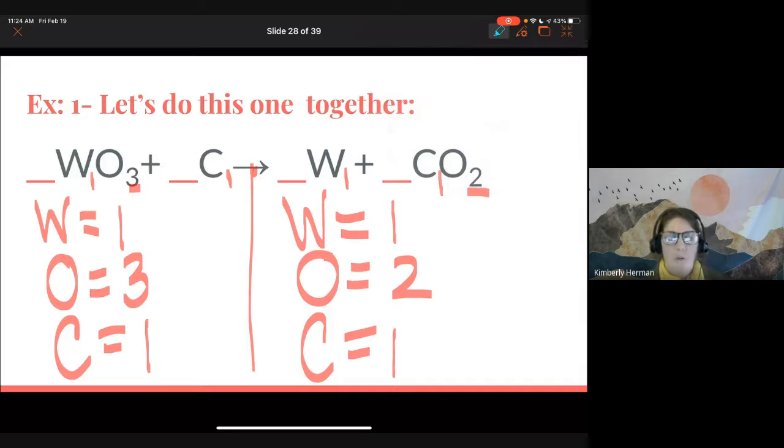So what we're going to do is need to balance it out. So I have a 1 and a 1. Okay, that seems fine. I don't have to do anything with W yet. So now we have a 3 and we have a 2.